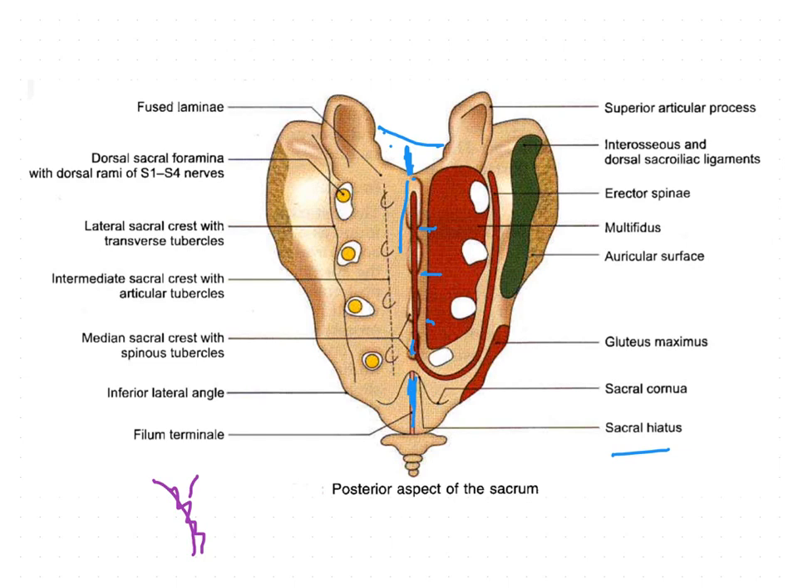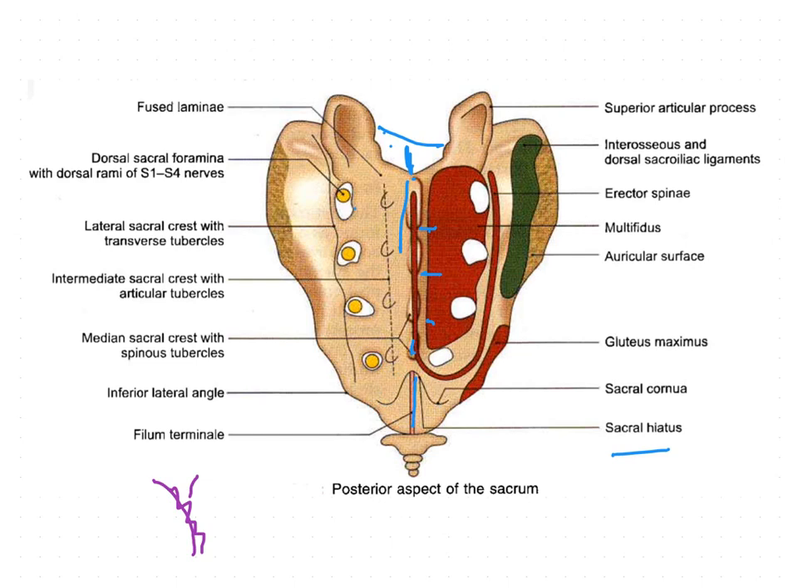And this is about the hiatus. And coming to the sacral foramina, that is the dorsal sacral foramen. There are 4 in number. Here you can see 1, 2, 3 and 4. There are 4 in number, lying on each side of the median sacral crest. So these are present on the medial side of the median sacral crest.